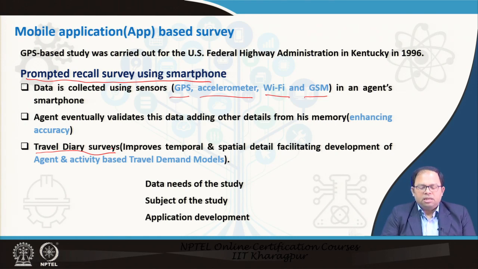To design this kind of survey, we first need to understand the different data needs of the study. That means why we are collecting the data. There is no point in collecting data which is not required. Then what is the subject of the study? That means which are the areas that we are concerned about. The other things we may not record. And of course, the application development and the different concerns that have to be addressed while we develop the mobile application.